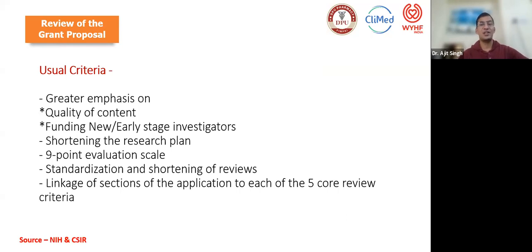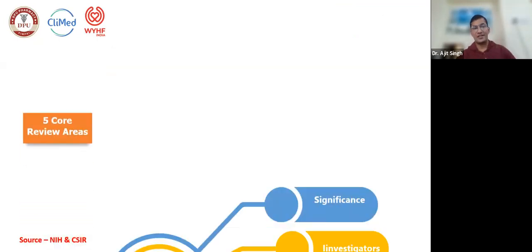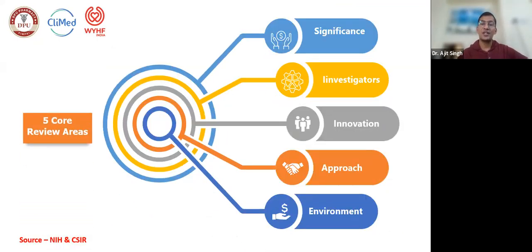So don't worry that you are young people and you will not get. If you have the potential and your idea is perfect, you will get it the first time. Because they also look for new people, they also look for new ideas, young brains, right? Then there is a 9-point evaluation scale that we are going to discuss, and there are 5 core review criteria on which they review your entire project. So let's go with the 5 core areas, what they are actually looking for in your proposal.